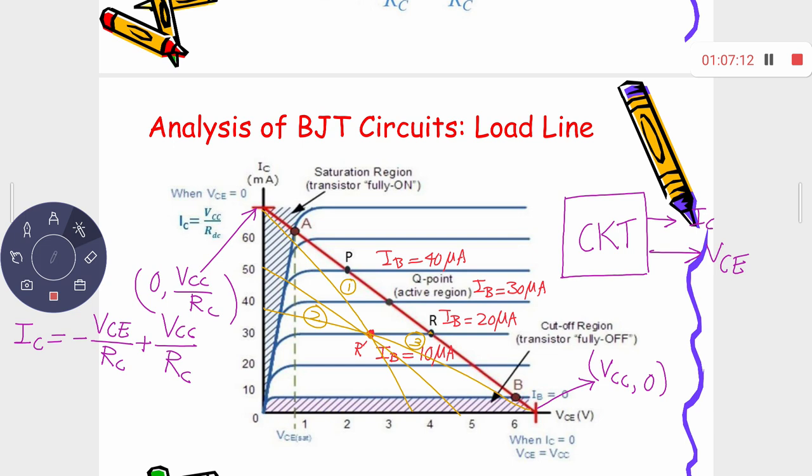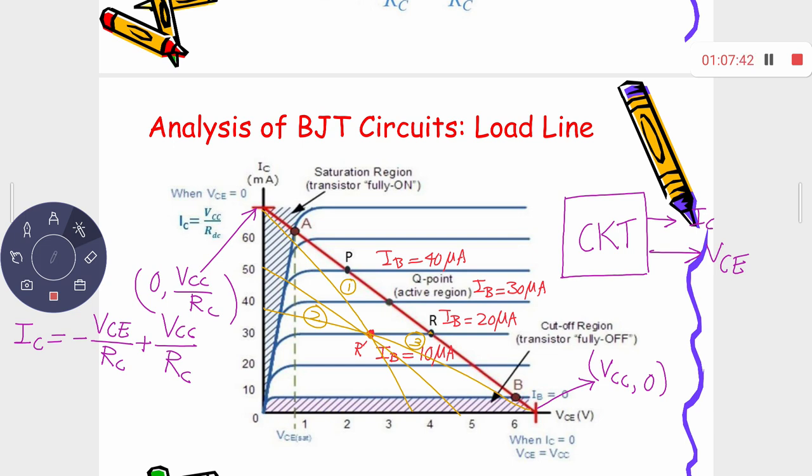Okay. So this point corresponds to the device operating in the saturation region, fully on. This point corresponds to the device operating in the cutoff region, fully off. And our region of interest is from A to B, anywhere in between. So I have to select the other values like VB, RB, RC in such a way that this point of intersection should be in the middle.